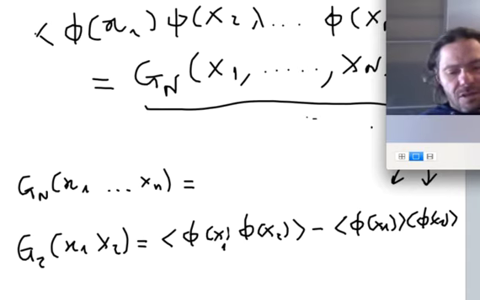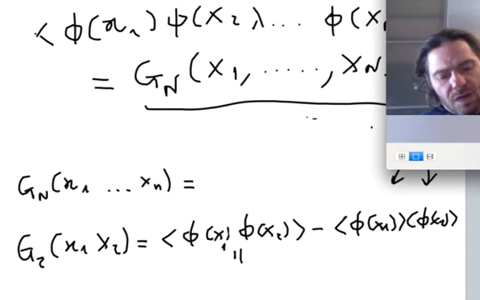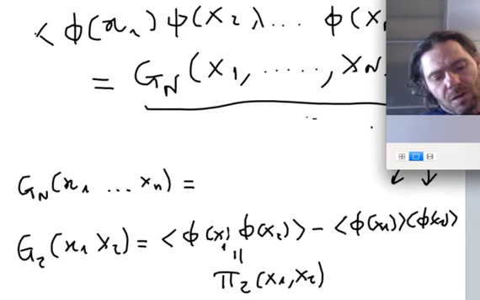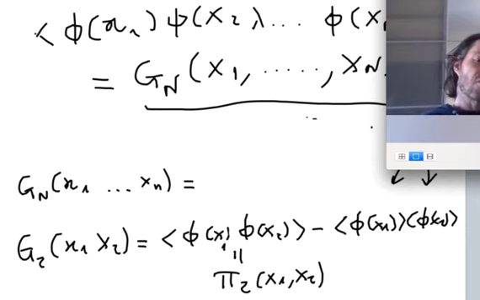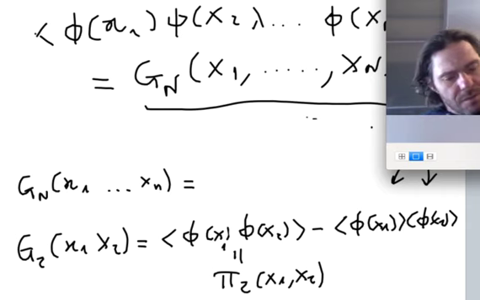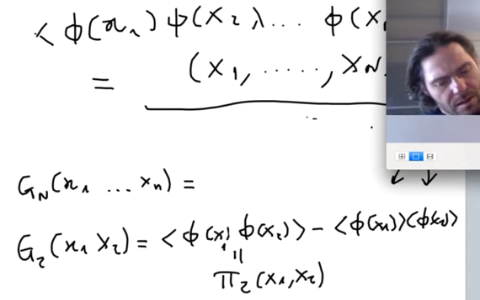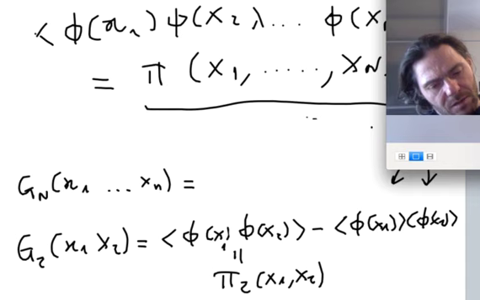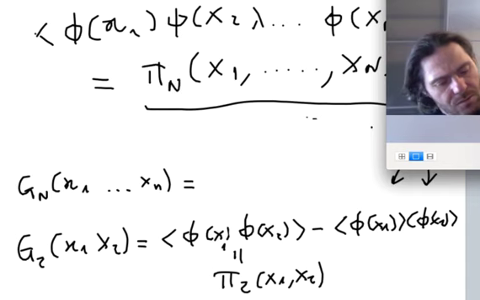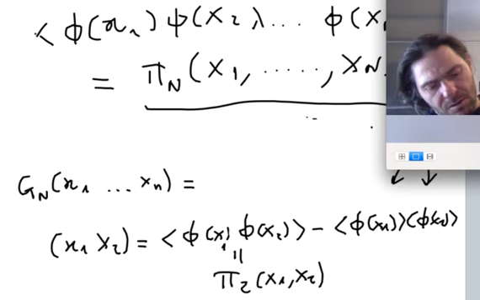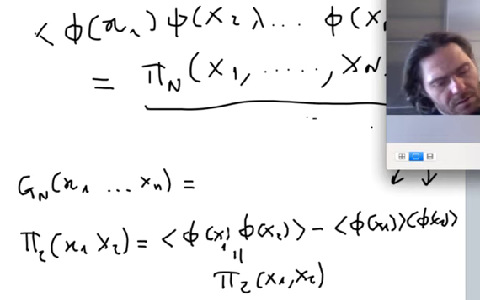So we're going to make a distinction. We're going to call this one G2, and we're going to call this one pi2, or phi1 phi2. We can use different notation, of course. I just want to distinguish and be as general as possible. I call G2 the two-point correlation function, sorry, that's the other way around. To be consistent, let's call this pi2, and let's call this G2.